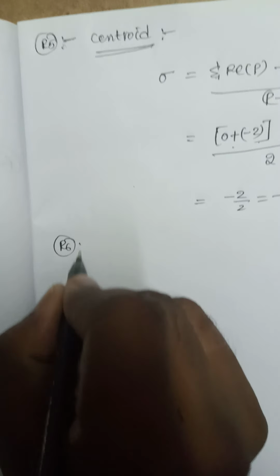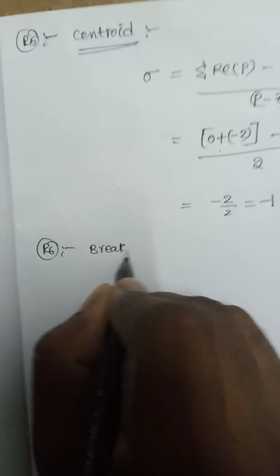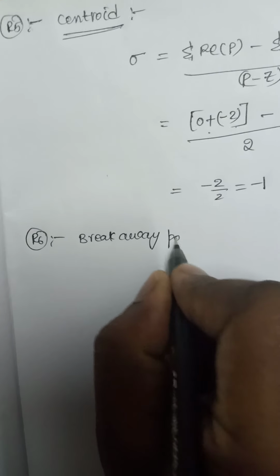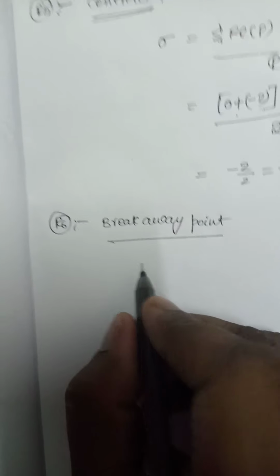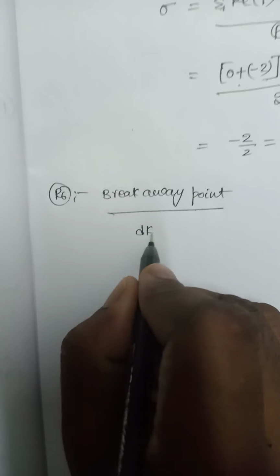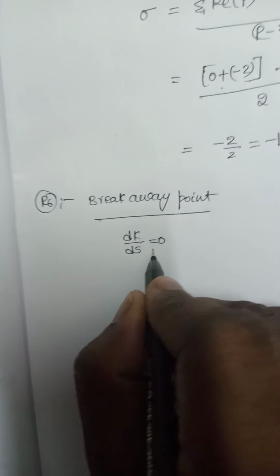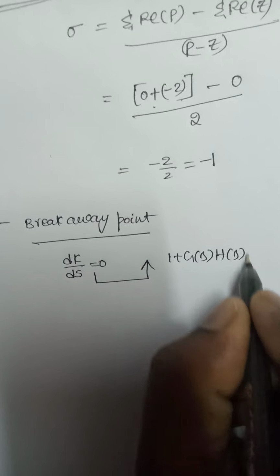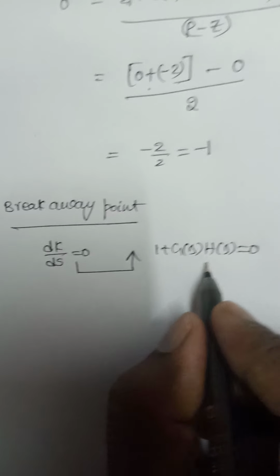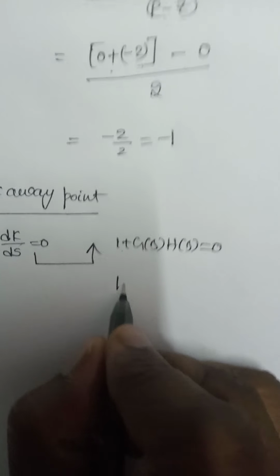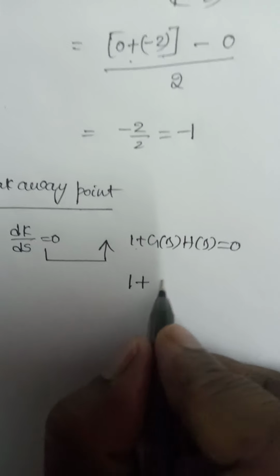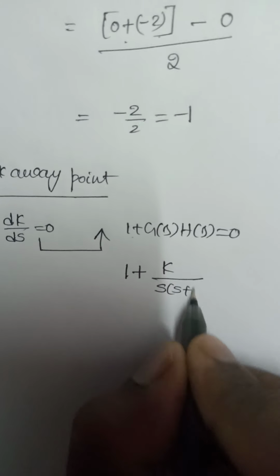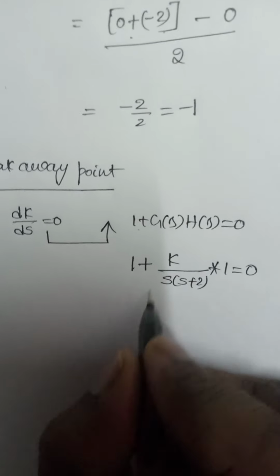So how to find the breakaway point? That is rule number 6, the breakaway point. To find the breakaway point, we need to make dK by ds equal to 0. This equation can be obtained from the characteristic equation, 1 plus G(s)H(s) equal to 0. So what is this 1 plus G(s)H(s)? We know that G(s) is equal to K divided by s into (s plus 2), and H(s) is equal to 1, unity feedback, so it is equal to this one.